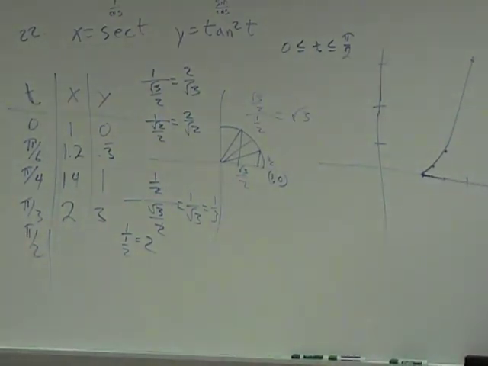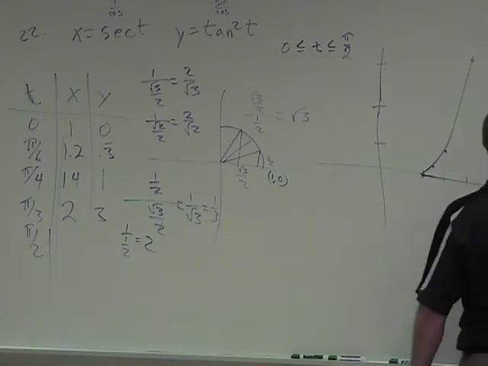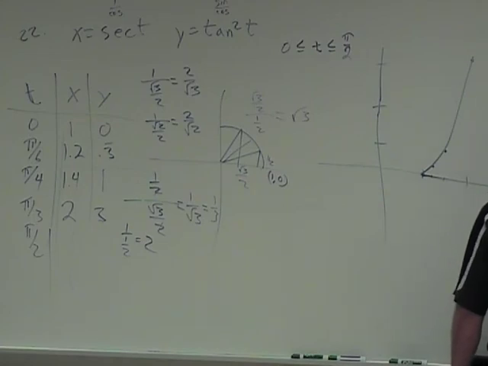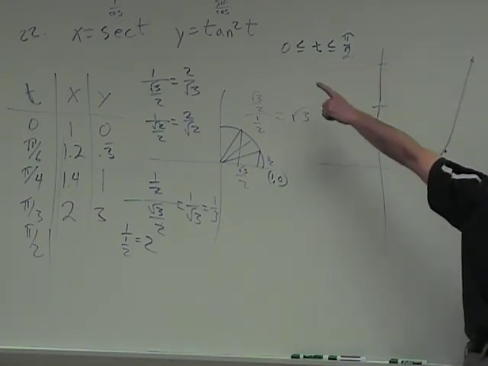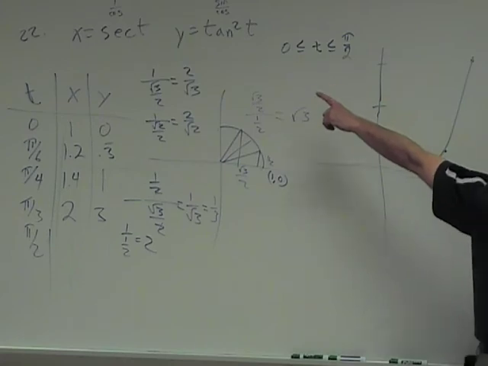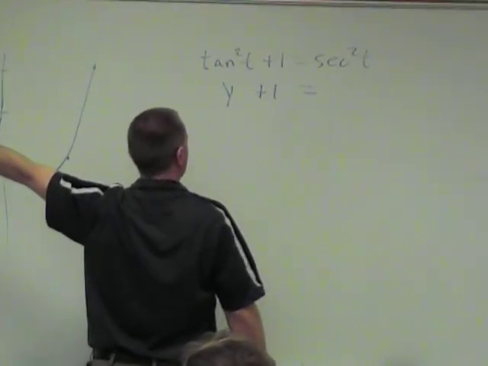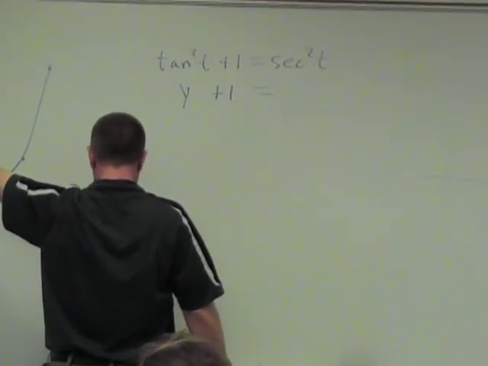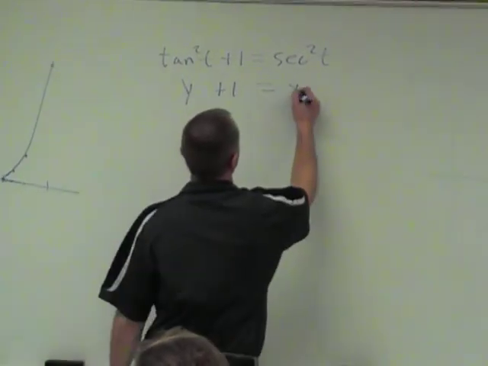Now let's do part B before the bell rings. You just said, some of these are easier to get than others. You told me that the tangent squared of t plus 1 equals the secant squared of t, didn't you? Yeah. Okay. What's the tangent squared of t? Y. So I have y plus 1. What's the secant squared of t? X squared. Done.